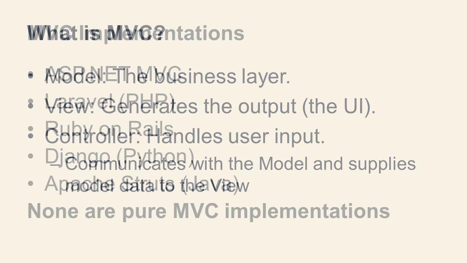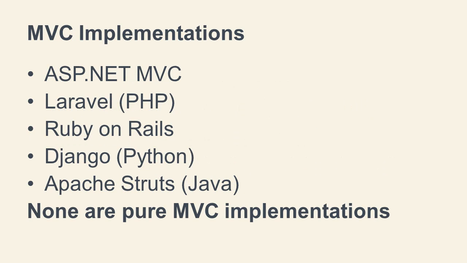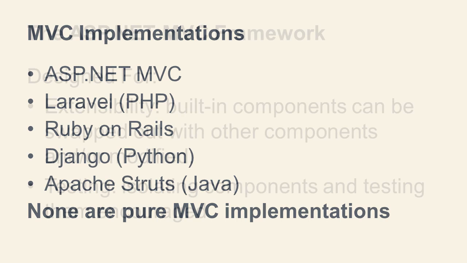Without it, the model doesn't know what data to get, and the view doesn't know what to generate for the user. Now, the ASP.NET MVC framework is Microsoft's interpretation of the MVC pattern. It's not a pure MVC implementation, but then again, you'll be hard-pressed to find one. You can look at Laravel, Ruby on Rails, Django, and really any other MVC framework, and you'll find that they too don't adhere to all of MVC's principles.